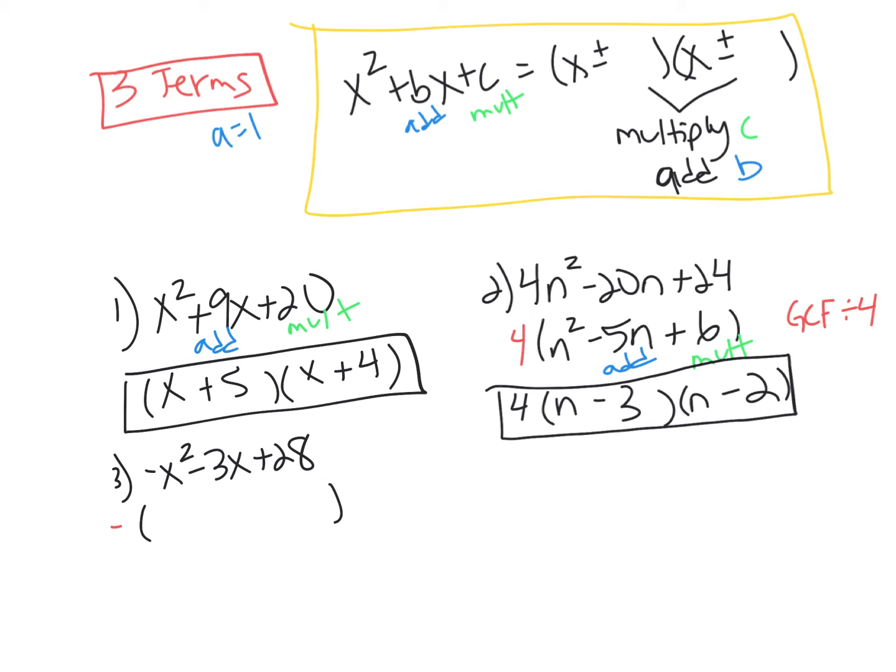So if I factor out a negative, that just means I change all the signs. Negative becomes positive, positive becomes negative. So again, I'm just factoring out GCF. Divide by negative 1. Okay, and then I'm going to ask myself, can I find two numbers that multiply to negative 8 but add to 3?